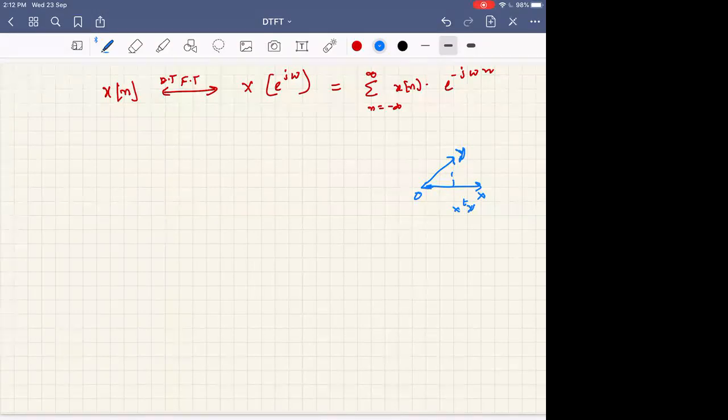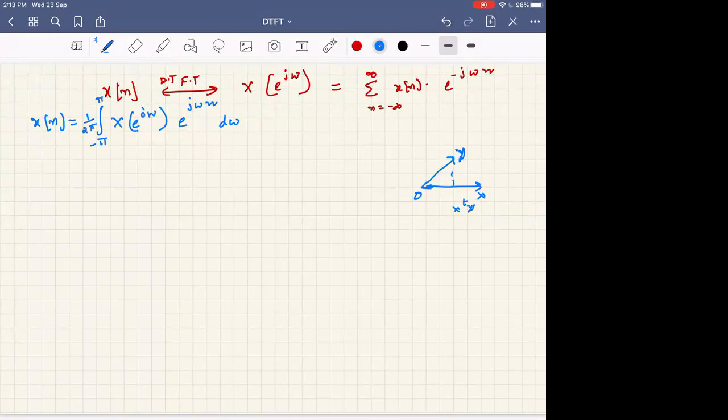Similarly, now the inverse transform: when you wish to write x of n from x of e power j omega, how do we write it? x of n equals 1 by 2 pi, integral from minus pi to pi, x of e power j omega, e power j omega n, d omega. As we are explicitly denoting x of e power j omega, this is periodic with 2 pi, and thus we are taking it over one period while writing.